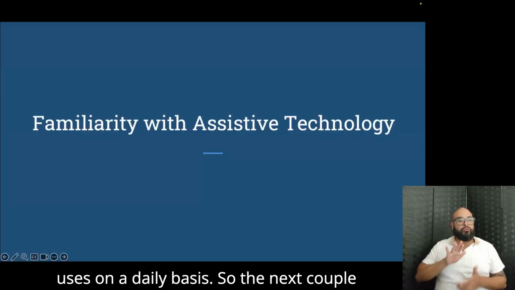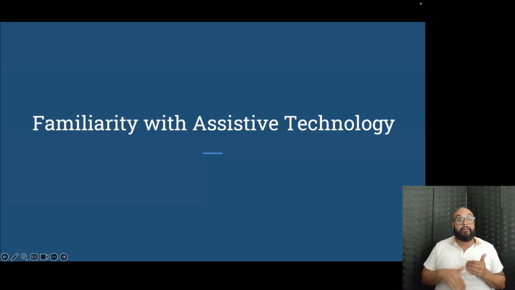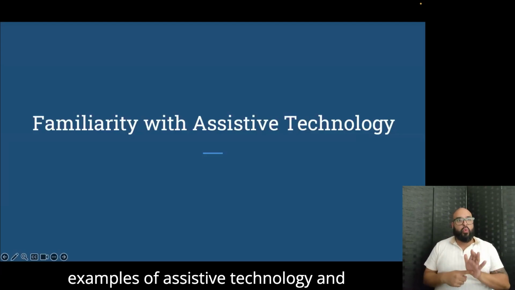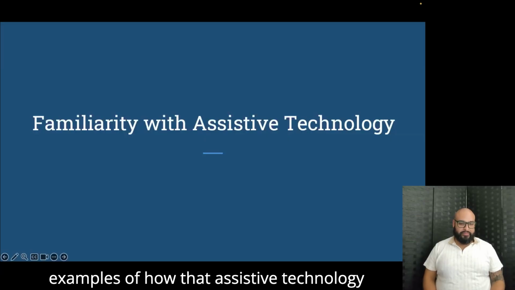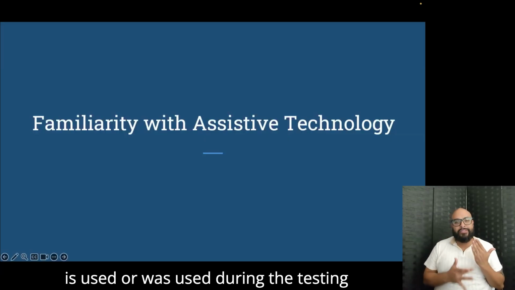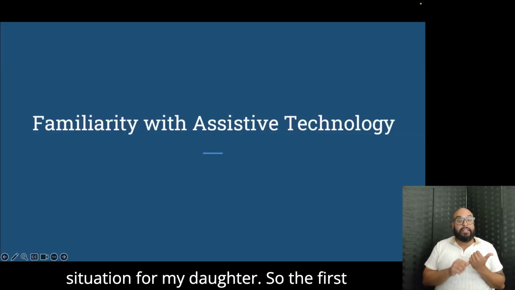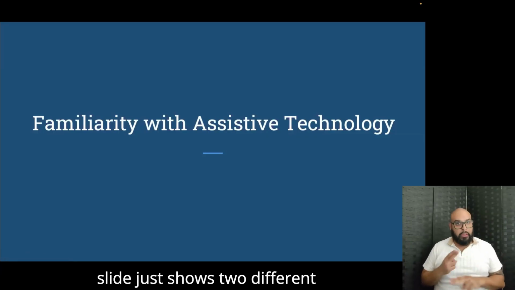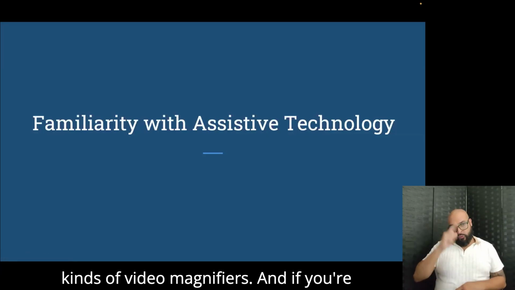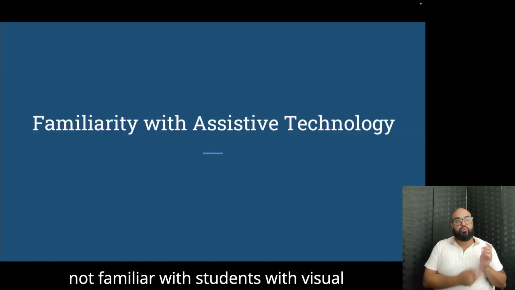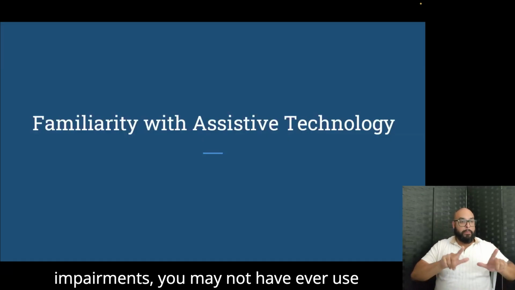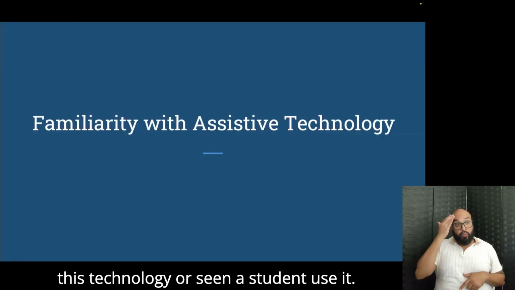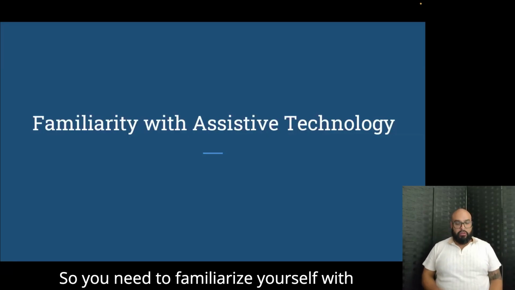So the next couple of slides show examples of assistive technology and examples of how that assistive technology is used or was used during the testing situation for my daughter. So the first slide just shows two different kinds of video magnifiers. And if you're not familiar with students with visual impairments, you may not have ever used this technology or seen a student use it. So you need to familiarize yourself with it as well.